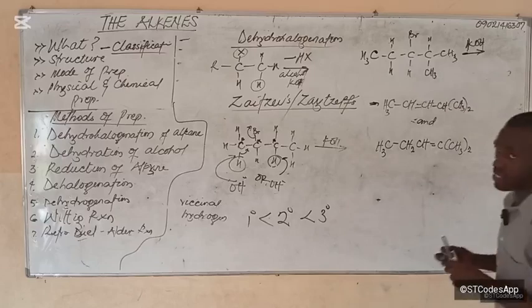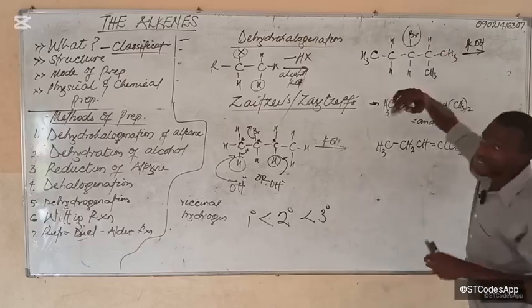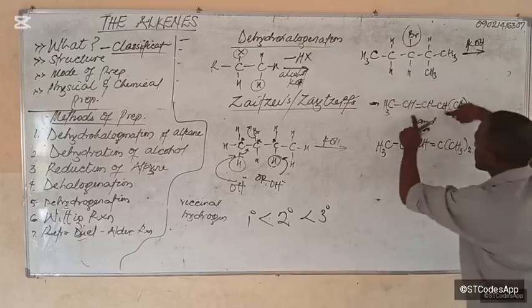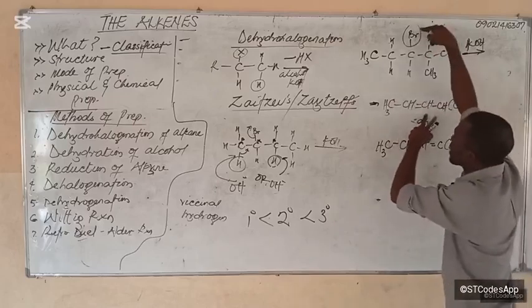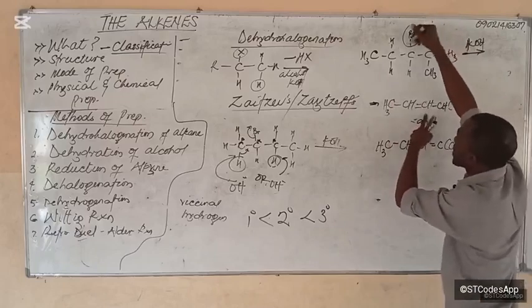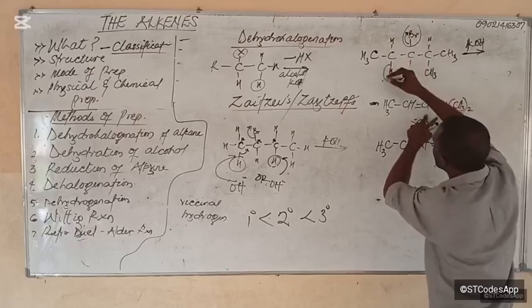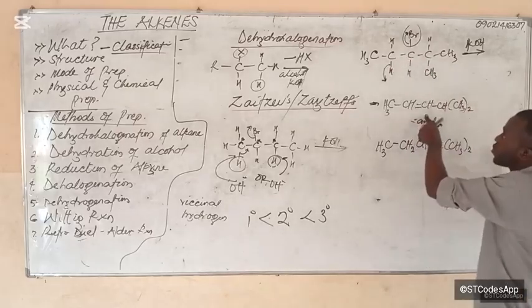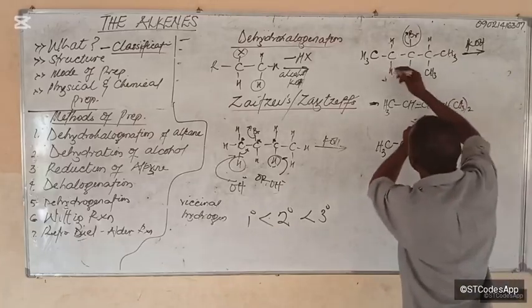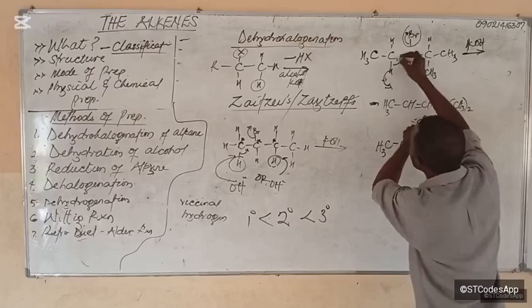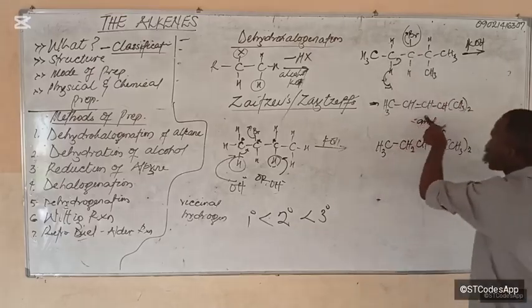Okay? So in this case, it means that this one is taking this hydrogen, this one leaves with the bond, right? And this hydrogen is abstracted, isn't it? For the hydrogen that is abstracted, the bond goes here. Does that make sense? Okay.